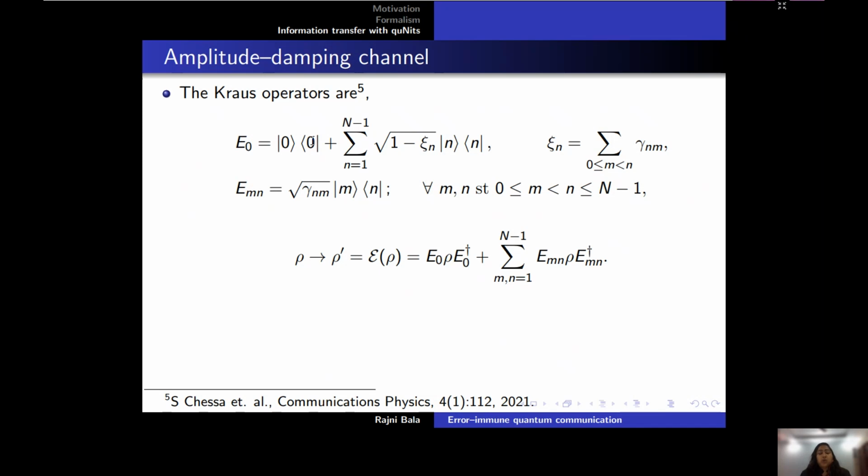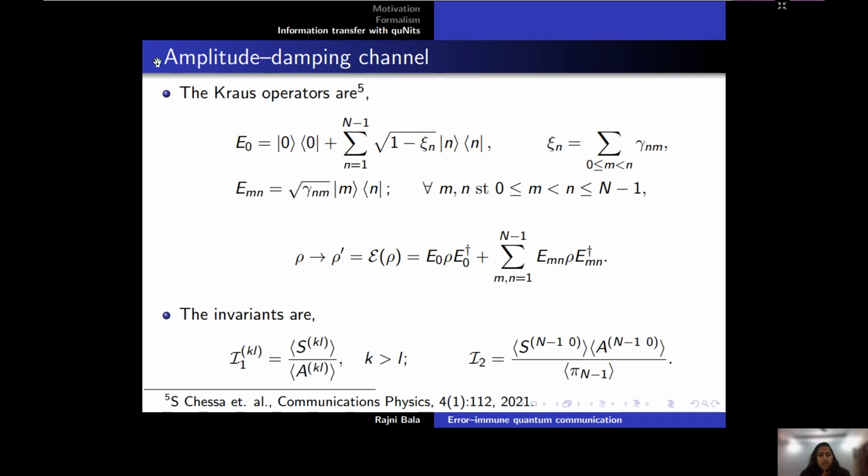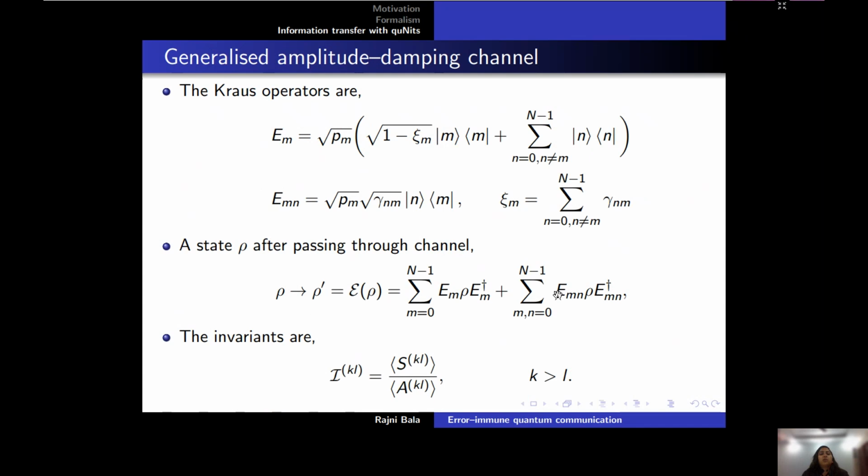Now for this channel, we do not have any invariant from the first family, though we have n choose 2 invariants from the second family, and one invariant we also have from the third family. So even in the amplitude damping channel, we can transfer n choose 2 plus 1 independent pieces of error-free information. Now moving on to the generalized amplitude damping channel, again we have n choose 2 independent invariants which belong to the second family.